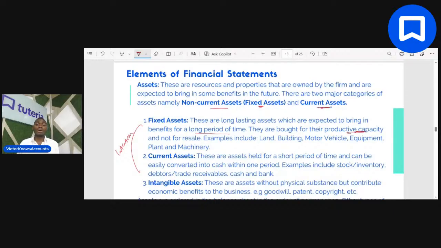All right. We also have cash. Cash is physical cash that you have. Then we have bank. That's cash at bank. We also have something called prepaid expense. Then we have accrued income. Prepaid expense is a current asset. Accrued income is also a current asset.